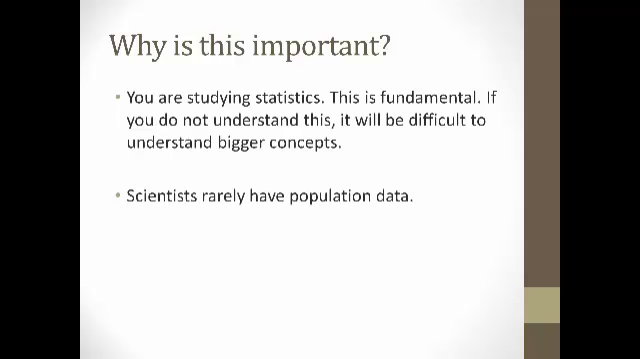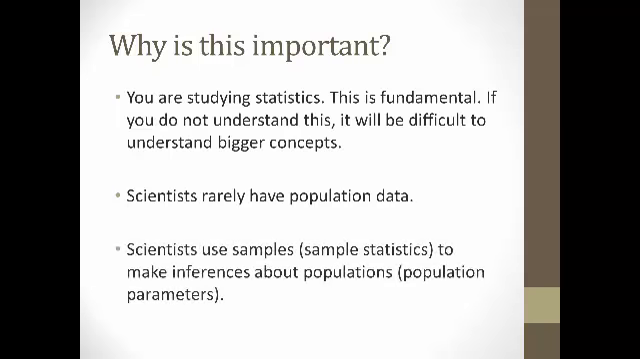Scientists rarely have the population data. So scientists use samples and calculate sample statistics in order to make inferences about the populations or population parameters.